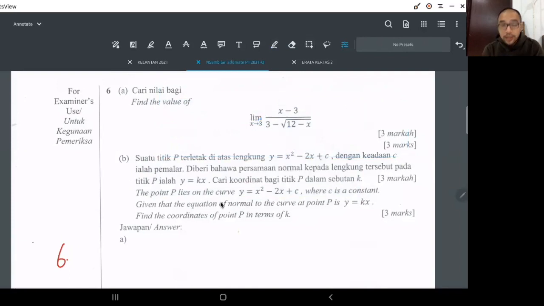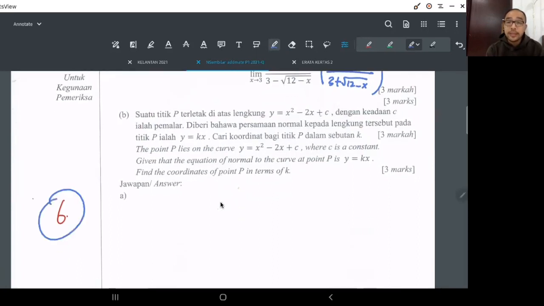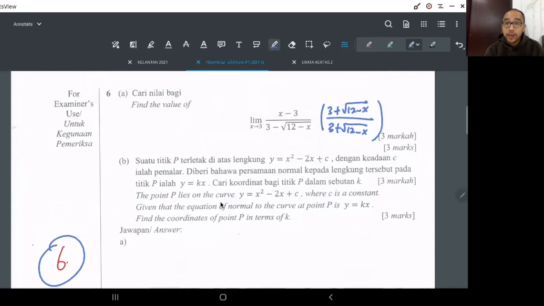So the method, of course, what else can it be? It's to rationalize the denominator again. So you rationalize the denominator by multiplying with 3 plus square root of 12 minus x over 3 plus square root of 12 minus x. Once you rationalize the denominator, you should be able to substitute x equals 3 and you will get the answer 6. So please remember how to rationalize denominator.